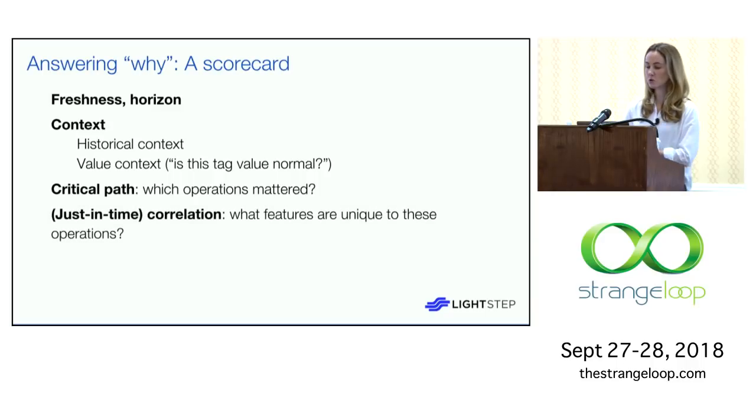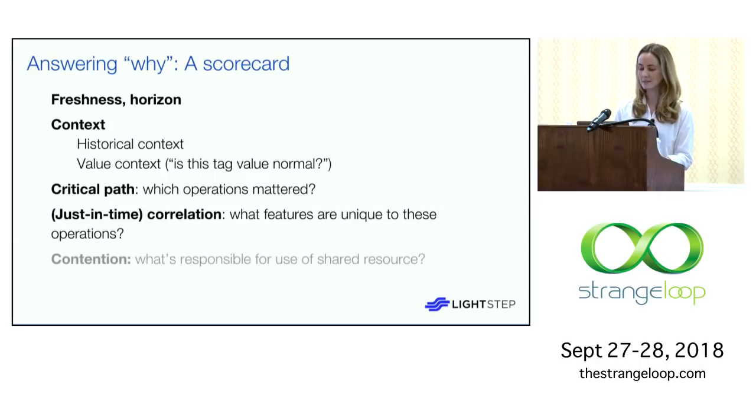We also talked about correlation, trying to separate out which of the features of the particular things that are slow are unique to those operations, and doing this sort of just in time. Like, my system couldn't necessarily predict in advance which requests I wanted to correlate to see that they are different, so can it allow me to do this sort of just in time analysis? And then also contention, thinking about what's responsible for the use of a shared resource and how can I use that to speed things up.